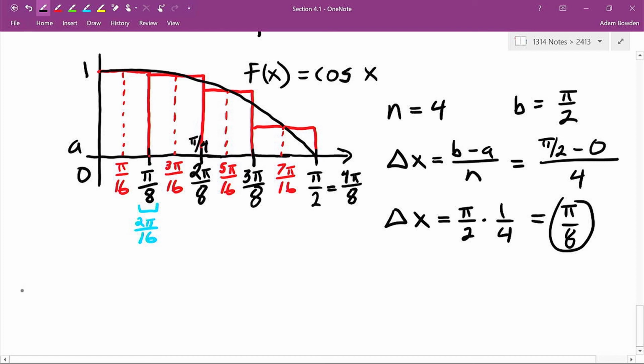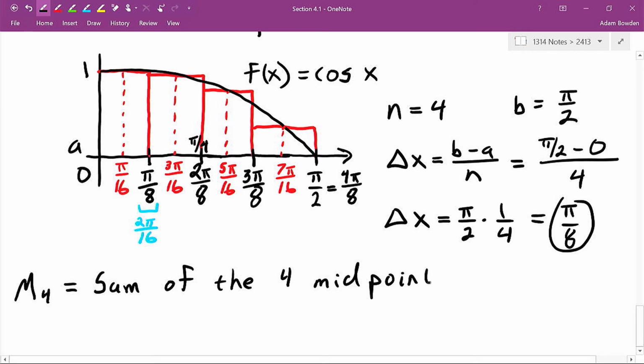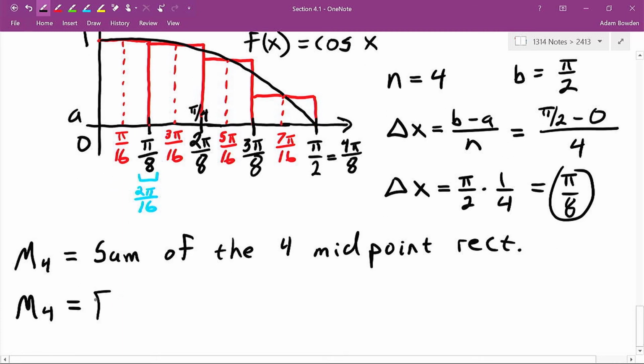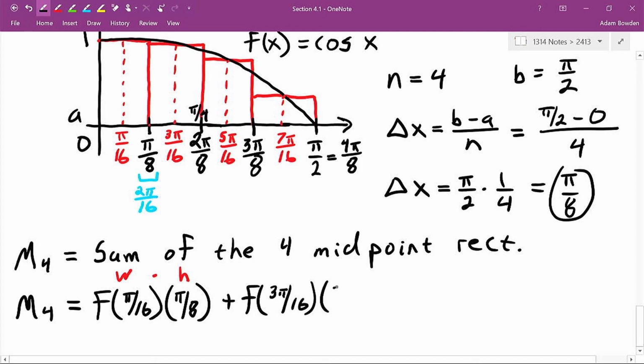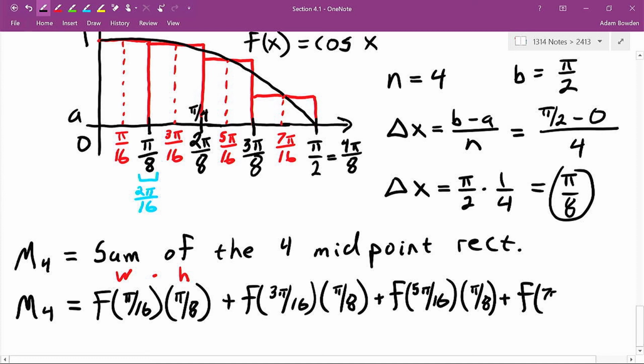So for the midpoints, I'm going to use m sub 4 to stand for the sum of the 4 midpoint rectangles. So m sub 4 would equal f of pi over 16 times the width, pi over 8, plus f of 3 pi over 16 times pi over 8, plus f of 5 pi over 16 times pi over 8, plus f of 7 pi over 16 times pi over 8.